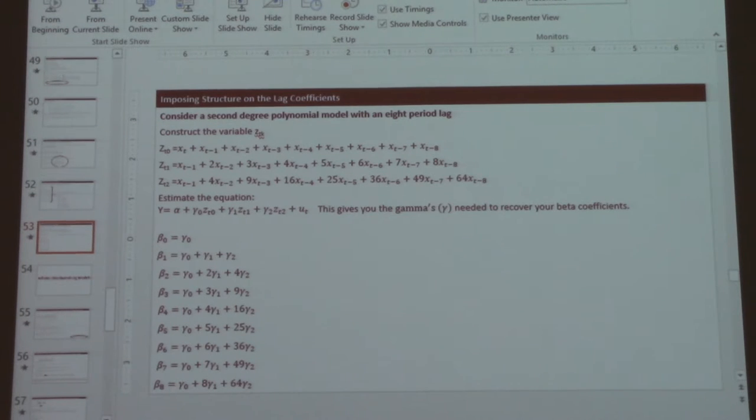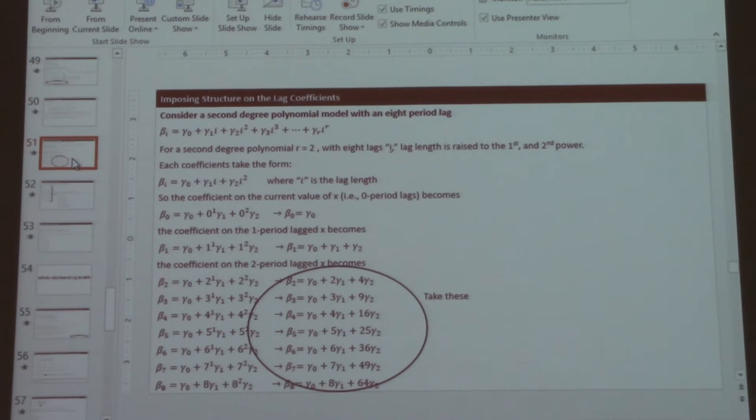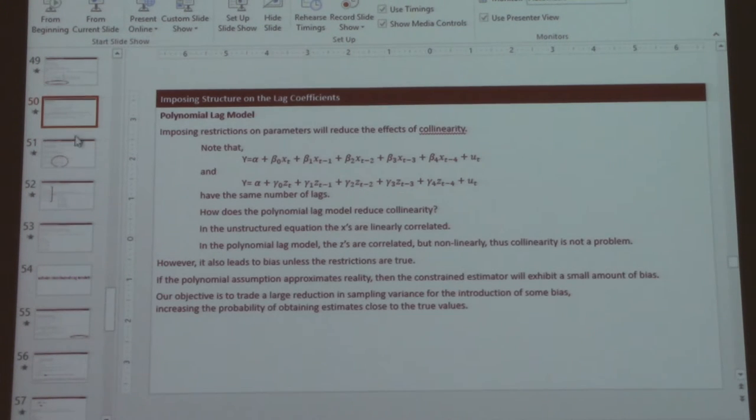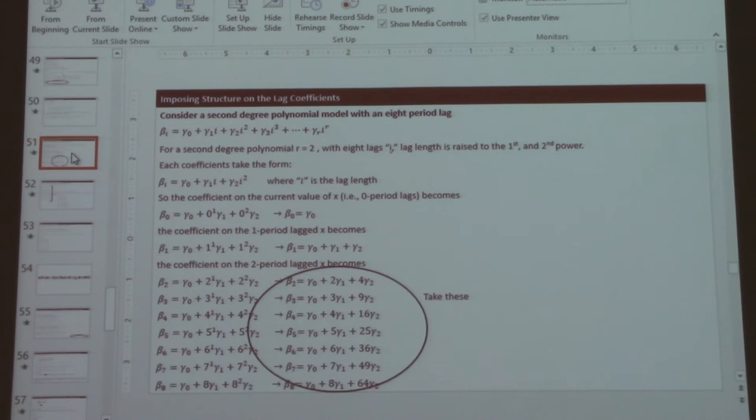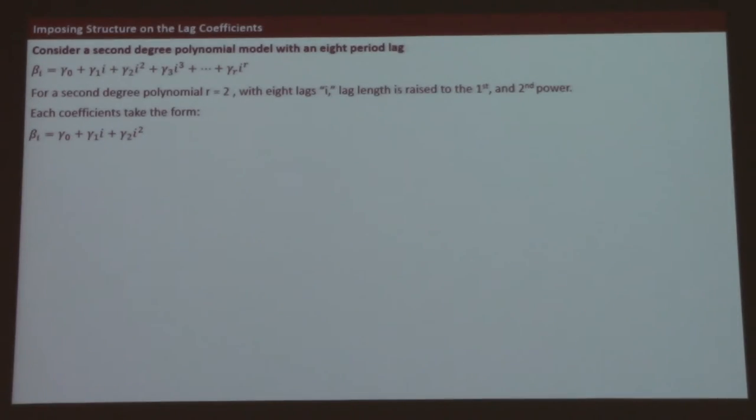Could you, since we have time, just run through that process again? Like the math? Yeah, okay. Exactly. Just briefly. I mean, the last one you're going to do some things to advertising. Okay. So we're going to do a second order polynomial. R is 2. We're going to go 8 periods of the lag.